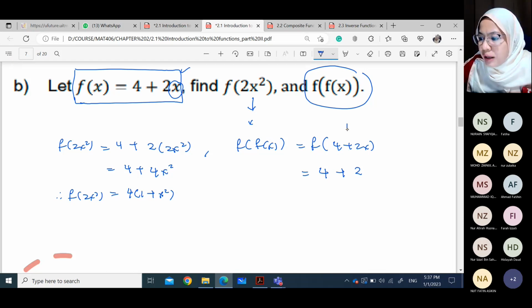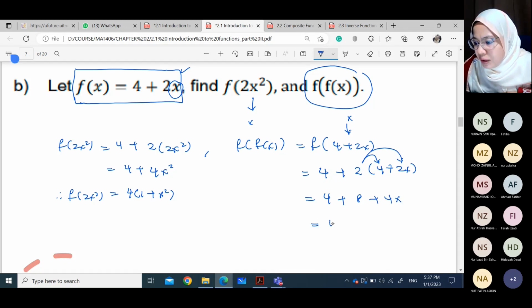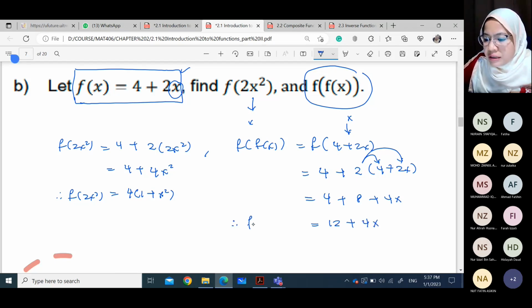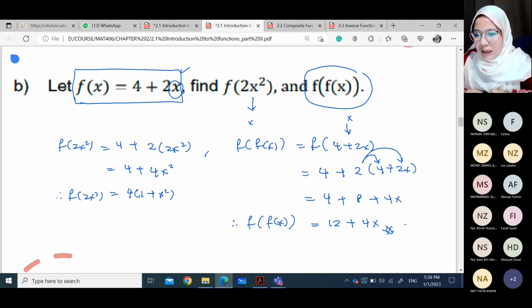So we have this new x. So you gantikan saja. 4 plus 2x. Masukkan saja. And then evaluate. So here we have 4 plus 2 times 4. We have 8. 2 times 2x. We have 4x. Okay, so 4 plus 8 is 12. Plus 4x. So therefore, function of the function f is 12 plus 4x. Okay, boleh?